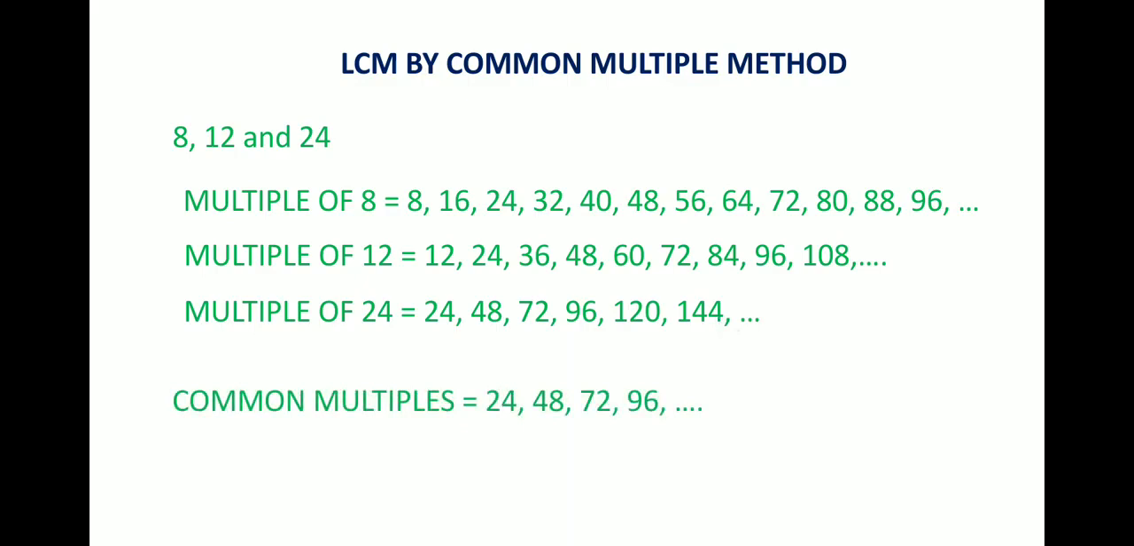So the common multiples are, let's see, 24 is present out here and 48 is present in all three. Similarly, 72 is present in all three and 96 is present in all three. And if you move further with the multiples of 8, 12 and 24, you will find some more common multiples. But out of this, the number 24 is the lowest common multiple. So we can say that the LCM is equal to 24. This means 24 is the smallest number which can be divided by the given numbers 8, 12 and 24 without leaving any remainder.